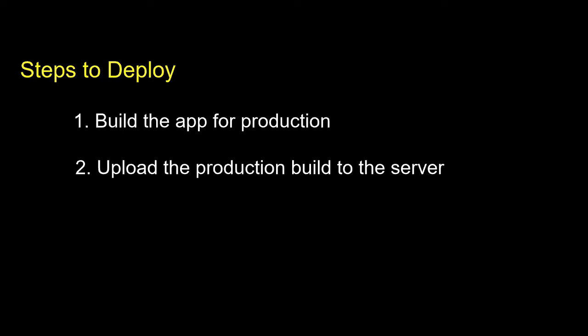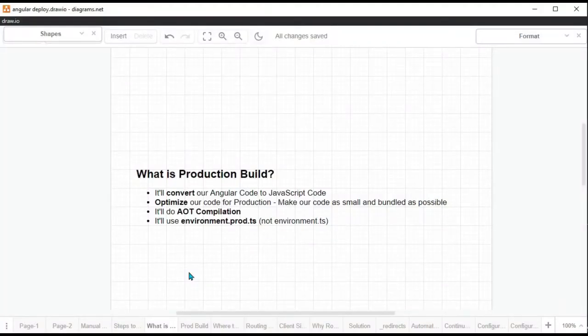So first of all, what is a production build? Whatever code we write in our Angular application cannot be understood by the browser directly, because we are using TypeScript and many Angular-related syntax, which cannot be understood by our browser. Our browser can understand only JavaScript. So this production build helps us convert our Angular code into efficient JavaScript code that any browser can understand. It will also help us optimize our code by making it as small and bundled as possible. One small note: the production build uses environment.prod.ts, not environment.ts. So make sure you have all the production configuration in your environment.prod.ts file.